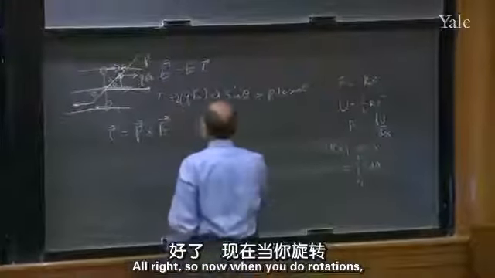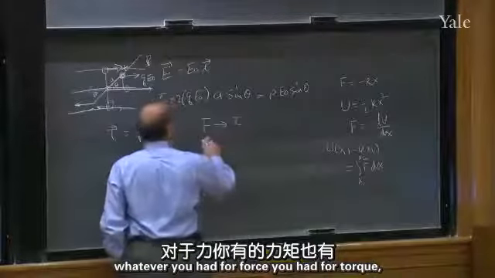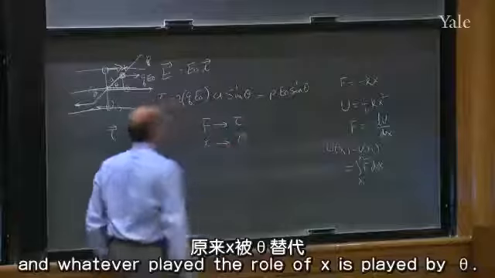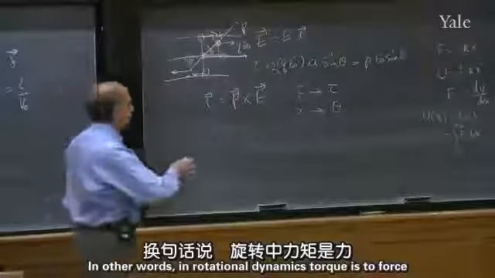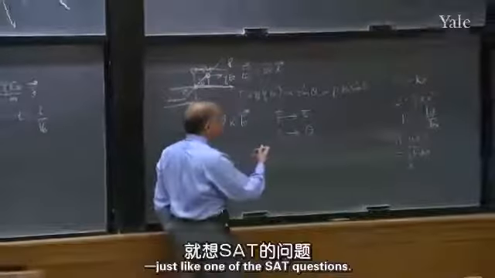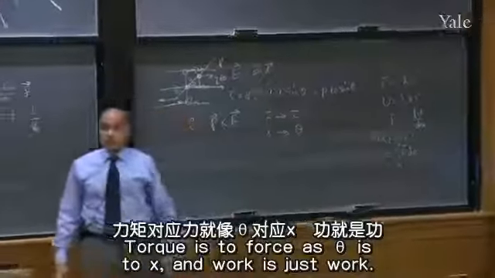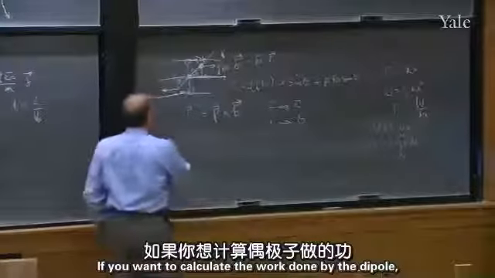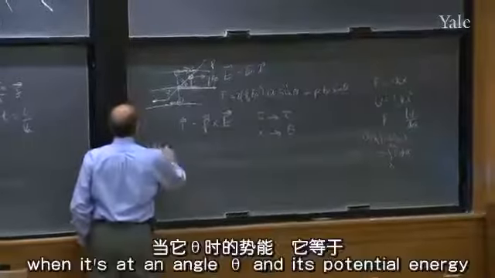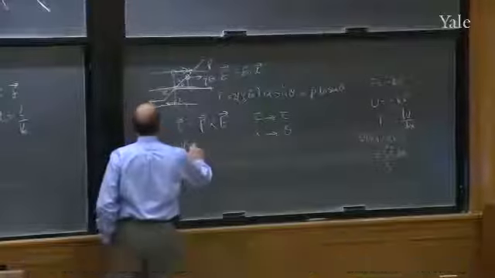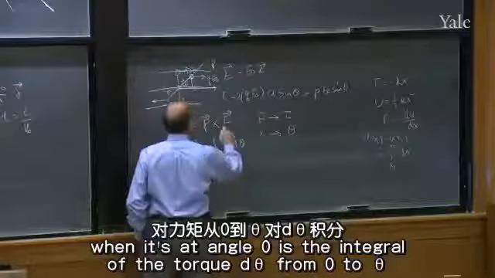All right. So now, when you do rotations, whatever you had for force, you have for torque, and whatever played the role of x is played by theta. In other words, in rotational dynamics, torque is to force, this is like one of the SAT questions, as theta is to x. But work is just work. If you want to calculate the work done by the dipole, or if you like, the potential energy when it's at an angle theta, relative to when it's at angle 0, it is the integral of the torque d theta from 0 to theta.